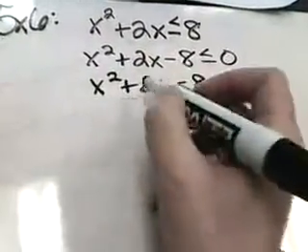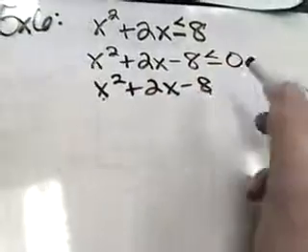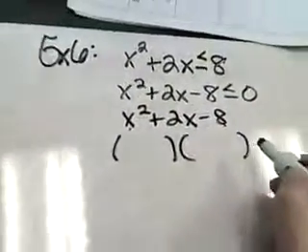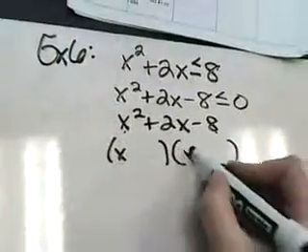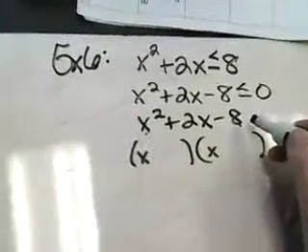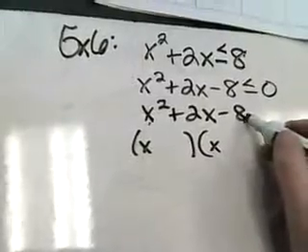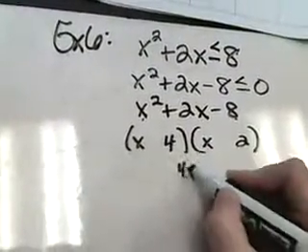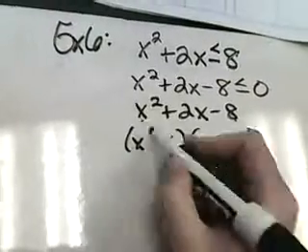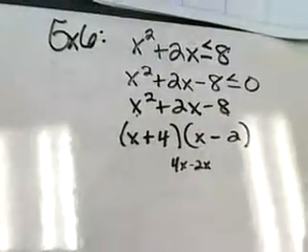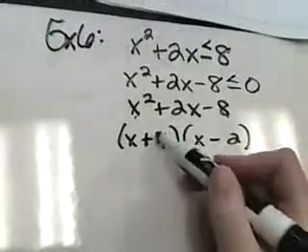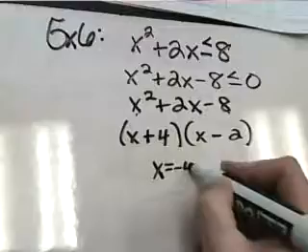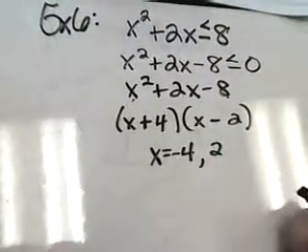Okay, so we can't take anything out. First and third are not perfect squares. That would give me x and x. And factors of 8 that would give me 2 and 4. 4x and 2x if I subtract. So this would be a plus and this would be a minus. And that still gives me negative 8 when I multiply. So my solutions are negative 4 and 2.